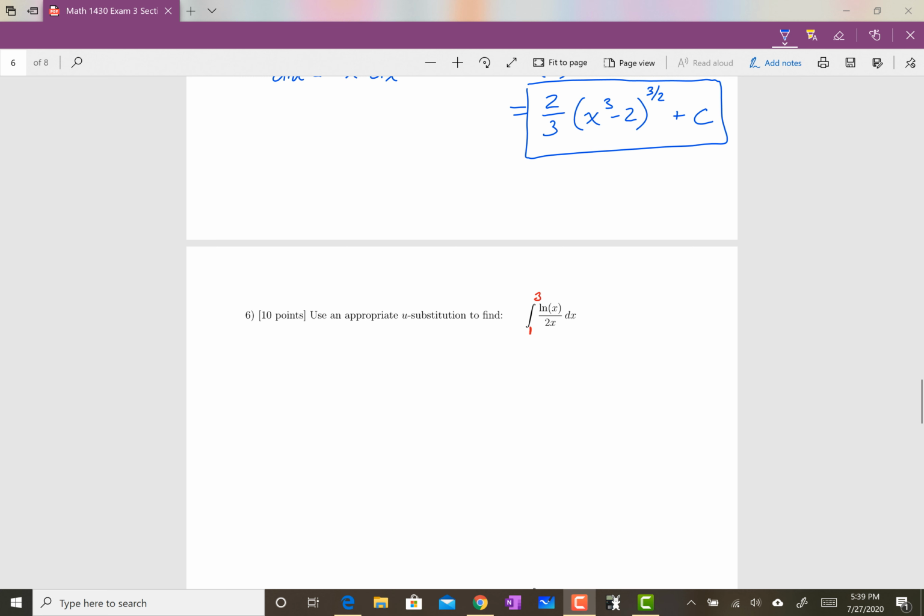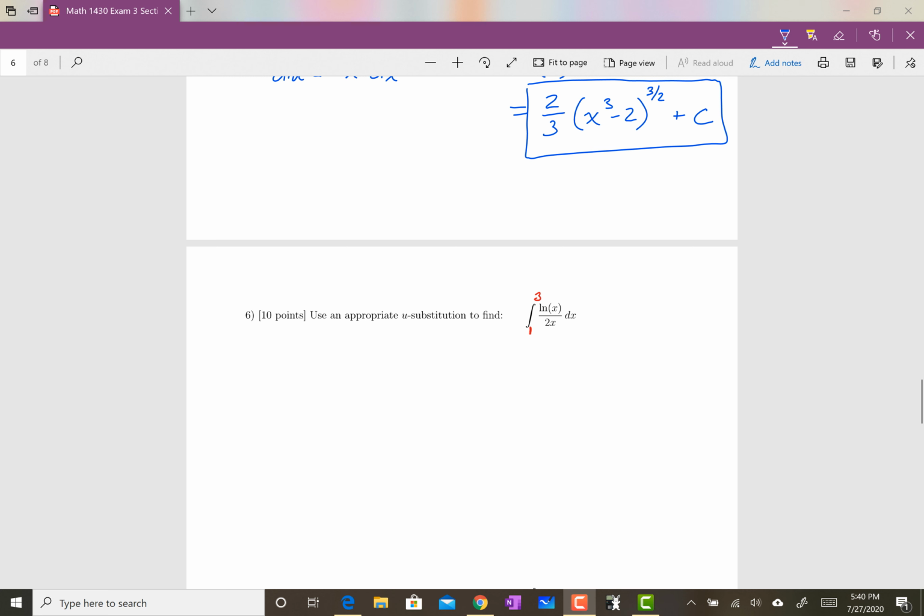Right, this next problem is another u substitution, but originally I had it as an indefinite integral, and I want to practice with a definite integral. So I actually changed this from the type. We're going to go ahead and integrate from 1 to 3. So imagine that what's written in red is actually part of the problem. So we want to integrate from 1 to 3 the function the natural log of x over 2x dx.